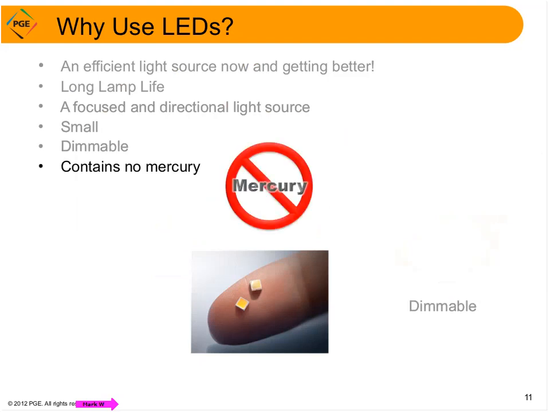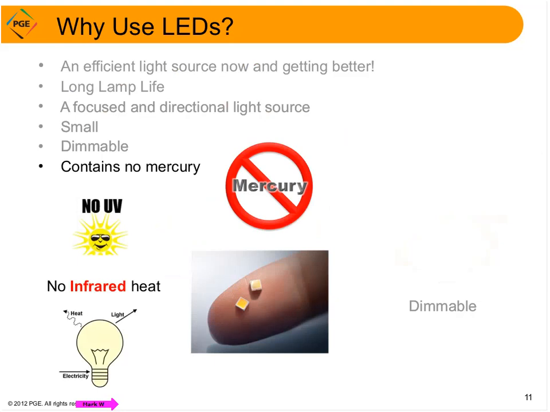They don't contain any mercury, which is good. They also don't have UV, and they also don't have infrared heat that radiates out that can be a problem. However, they still have conductant heat. The heat hasn't disappeared.